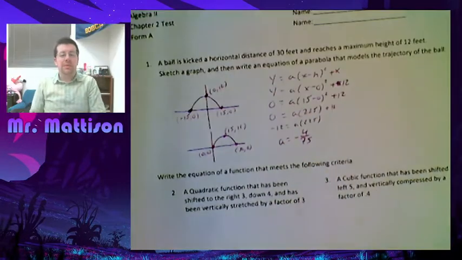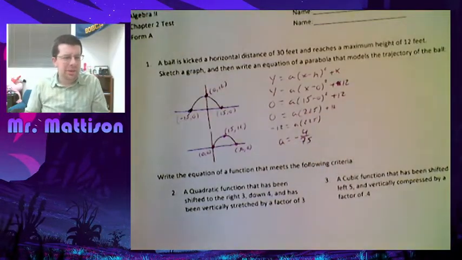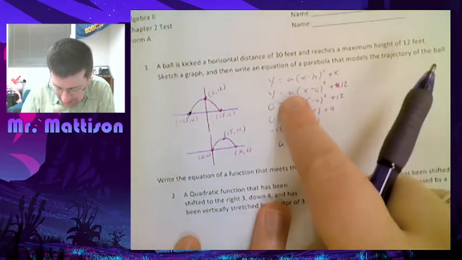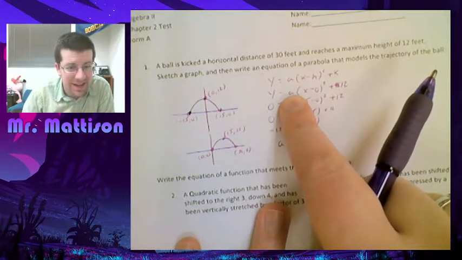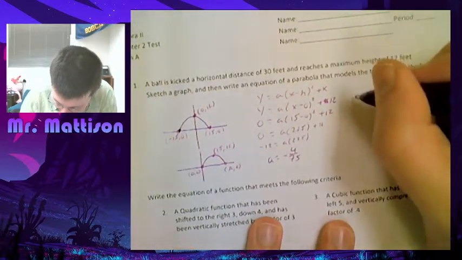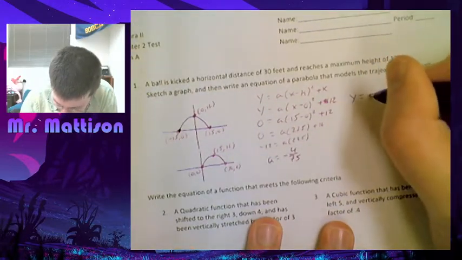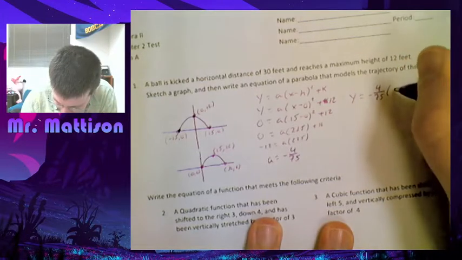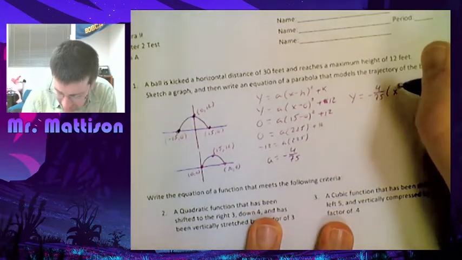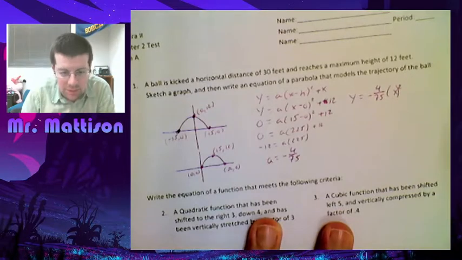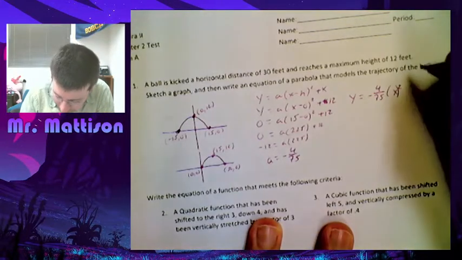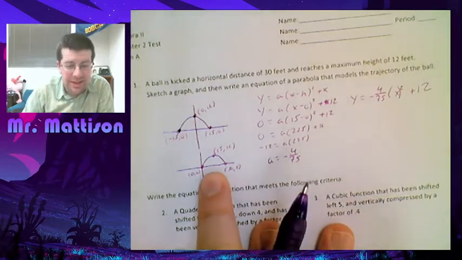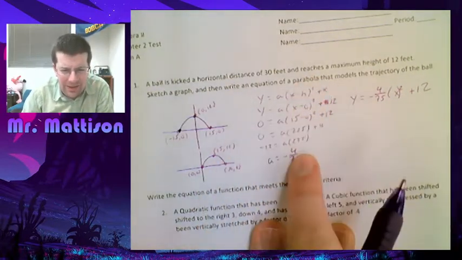Okay. So once we found the a, we're basically done. We just have to write it out in the actual form. So I can take this and I can plug it back into here where I still have my x's and my y's. So I would have y is equal to negative 4/75 times x squared, because I don't need that plus 0 in there, plus 12.